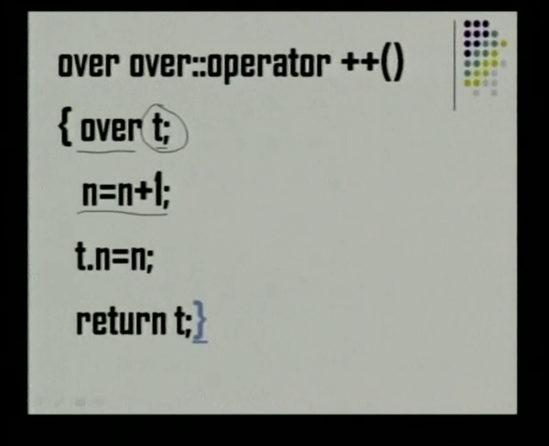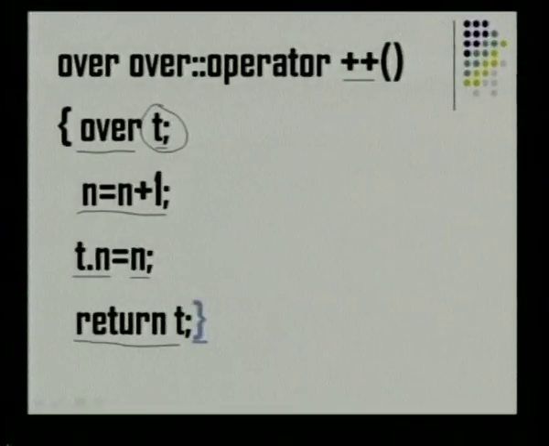This is the data member of the class. We are increasing the value of this member by 1 because this is an increment function. Then we are assigning this value to this temporary object and then we are returning this object to the main function or the function which called it.